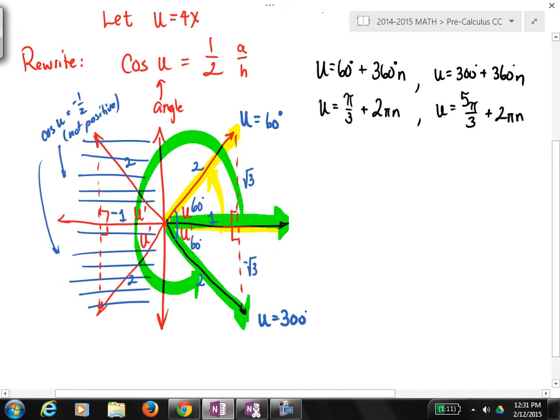And like I had mentioned, we're not solving for u, we're solving for x, so we have to resubstitute back what we let u equal. So u is 4x, so 4x is equal to pi over 3 plus 2 pi n. 4x is equal to 5 pi over 3 plus 2 pi n. Let's divide by 4 to solve for x. What's pi over 3 divided by 4?